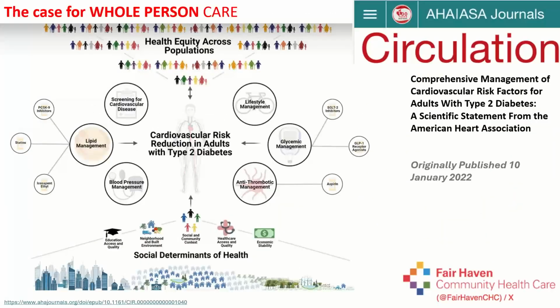So why the case for whole person care? You can imagine philosophically that the whole person should be taken into consideration. What does that mean? Well, there is evidence for this and encouragement from the scientific community for comprehensive management of cardiovascular risk factors for adults with type 2 diabetes that goes beyond just what happens in the office, right?